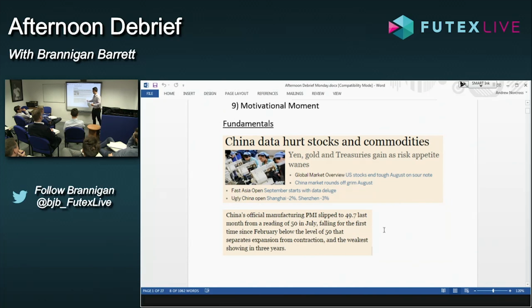Okay. That's a summary of what journalists do, guys. They have to create the story. 3 years, the lowest. It's below manufacturing. China's screwed. Copper, oil, everything's selling off. End of the world's coming. Okay? That's what journalists do. That's why we as traders read between the lines. We don't take what they say.